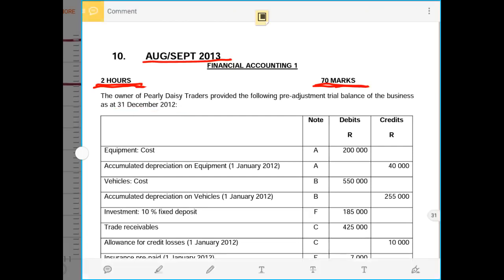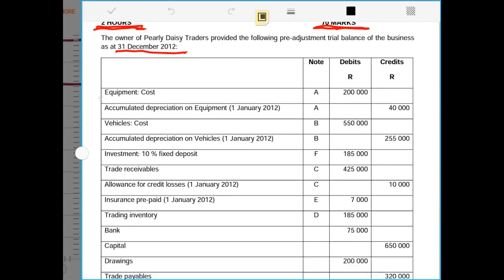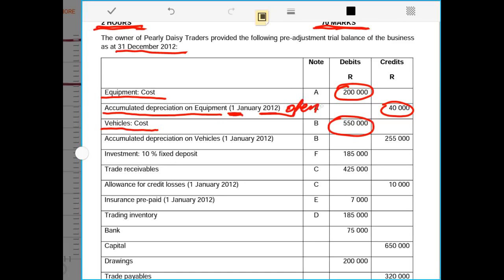It means 31st December is the end of the accounting period. And we are given the cost of the assets being equipment 200,000 rands and the cost of the vehicle being 550,000 rands, and respectively we are given their accumulated depreciation on the first day of the year. Take note of that. 1st January 2012 is 40,000 rands. That means this is an opening balance. This will be an opening balance, and we are also given another accumulated depreciation on the first day of the year 2012 being an opening balance.